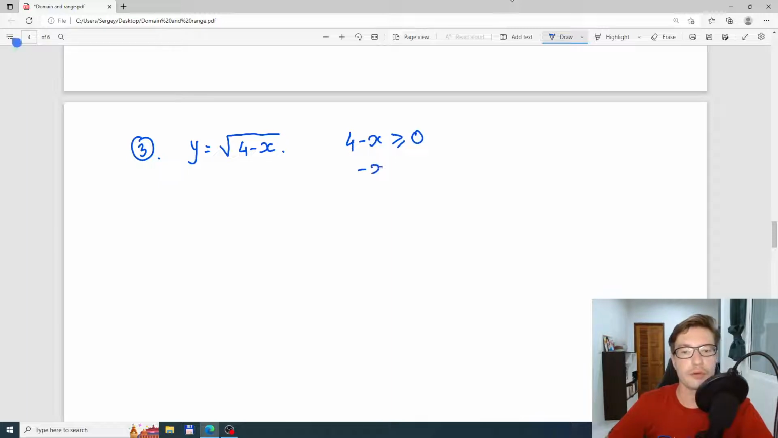Let's solve this inequality. Move 4 to the other side, then divide by minus 1. Don't forget to flip the inequality sign when you're multiplying or dividing by a negative number. So we get x is less or equal than 4. And this is going to be our domain.